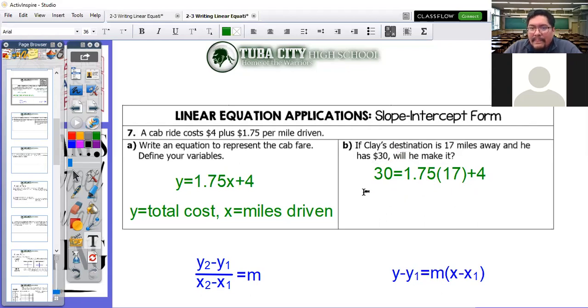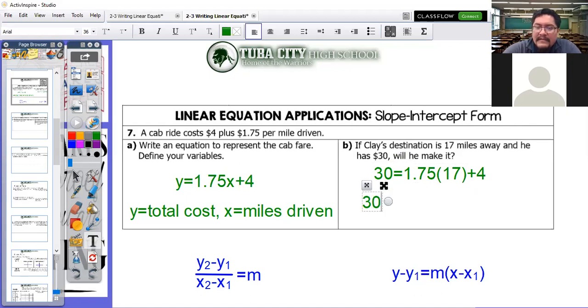Now, in this case here, we're going to have to see if he has enough. Normally we would write an inequality for a problem like this. Normally I would. Because one side has to be greater and one side has to be smaller. And then we'd say if it's true or false. Because if he has more than enough money, yes, he will make it. If he does not have enough money, then he cannot go that far. So let's see if he has enough money.